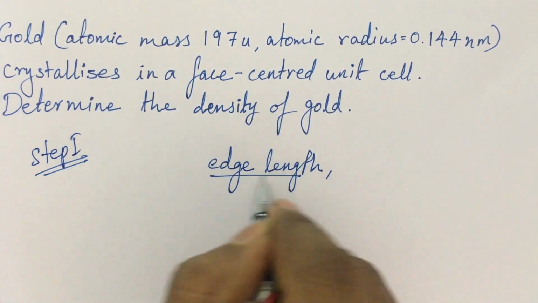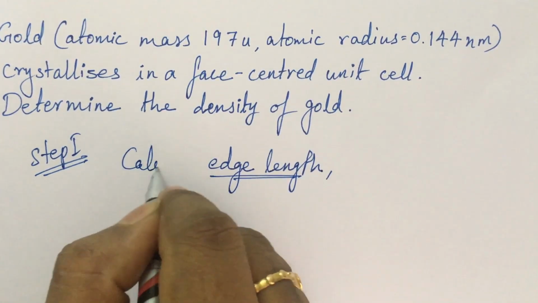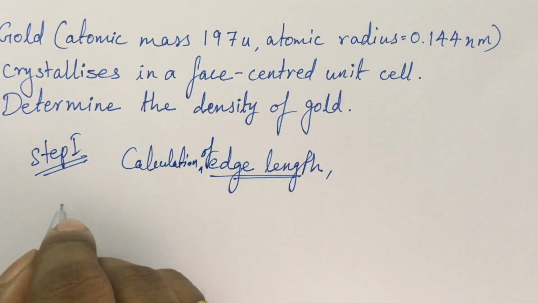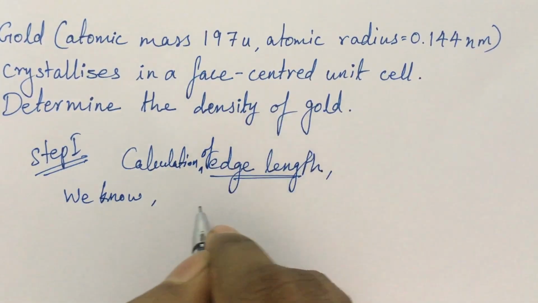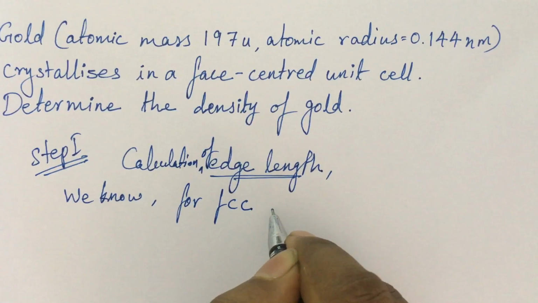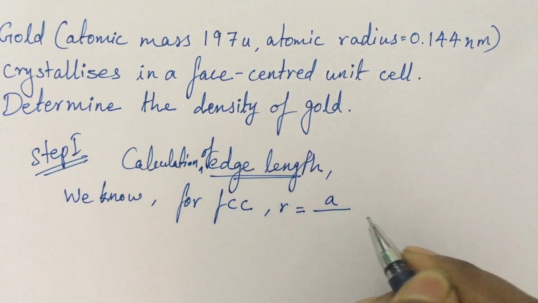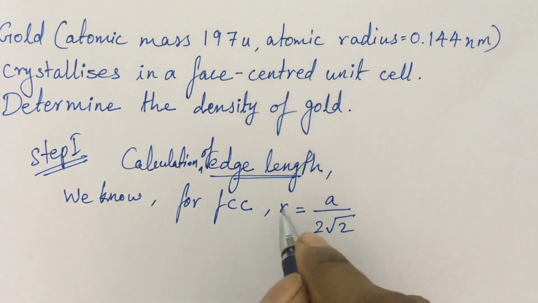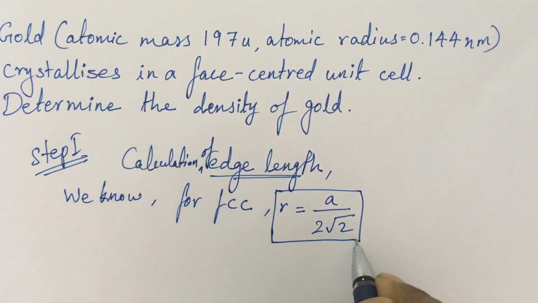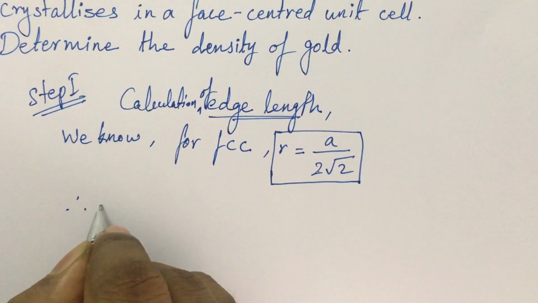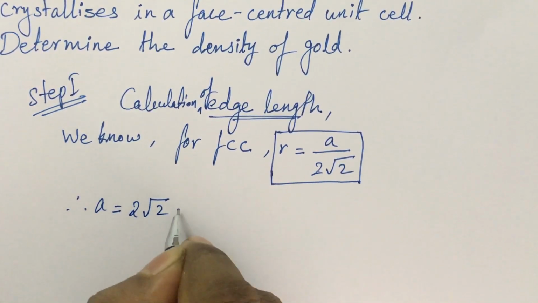Step 1. Let's find out the edge length. That is the calculation of edge length, right? For face-centered cubic crystal or unit cell, R is equal to A divided by 2 root 2. Clear? Now from this, we can find out A. Therefore, A is equal to 2 root 2 R.